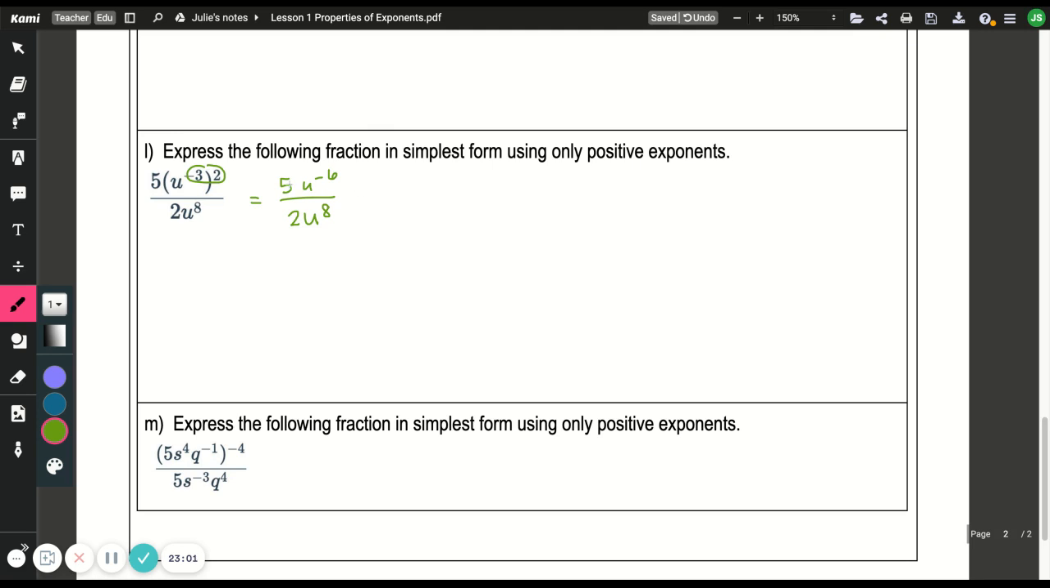So we need to reduce. 5 over 2 does not reduce. They have nothing in common. And I can only have positive exponents. I have a negative exponent here. The u is the negative 6 power. So to fix it, I'm going to move it to the bottom. I already had the 2u to the 8. And now I also have a u to the 6th in the bottom. And it becomes a positive when I move it.